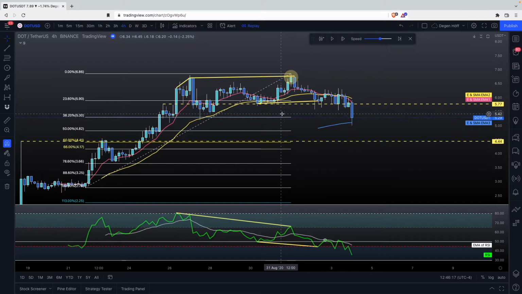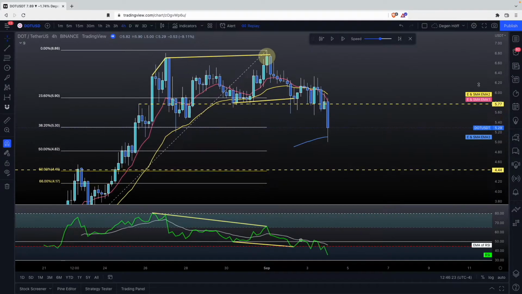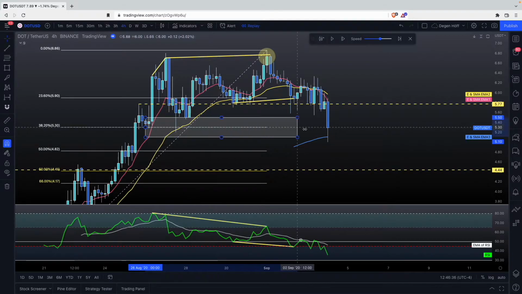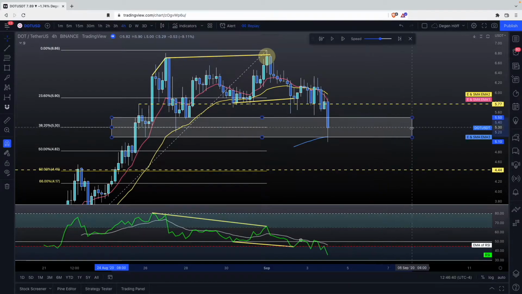And again, you could still wait to see how horizontal support holds or the SR flip holds. You could see how it behaves in this range over here too. So maybe you draw a little box, like I call it a reactive box or reactive zone.